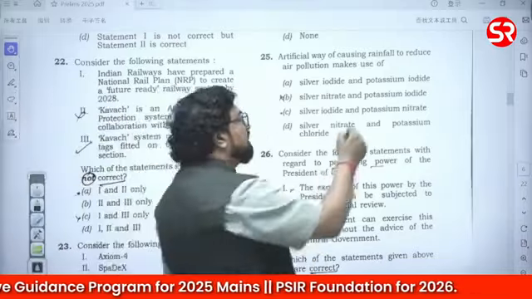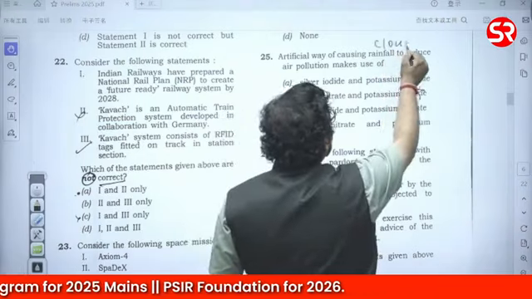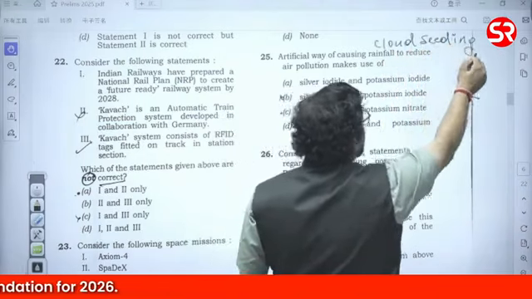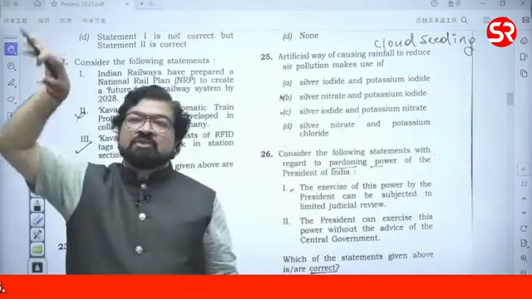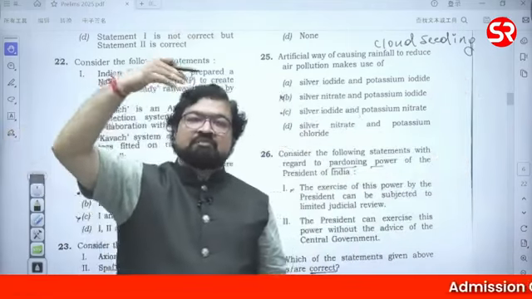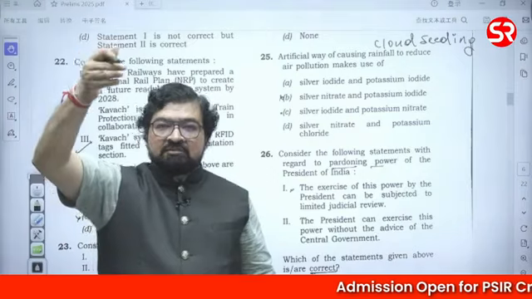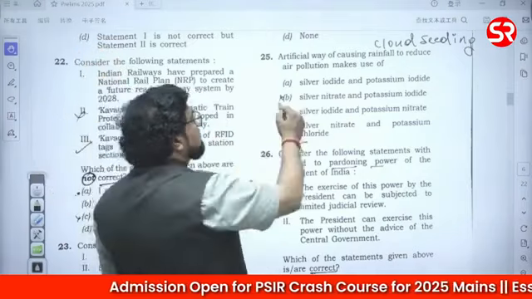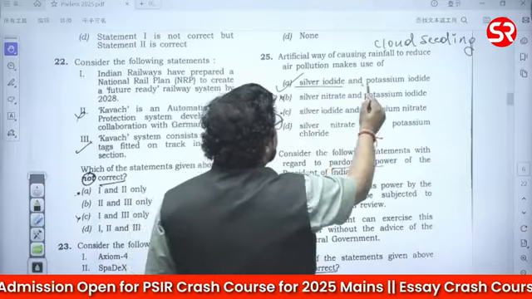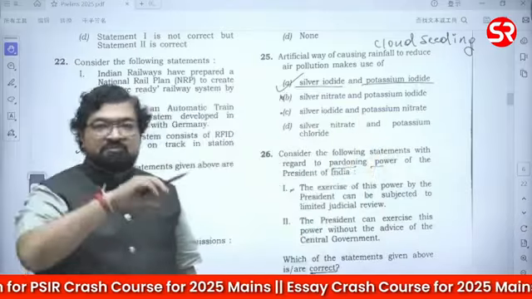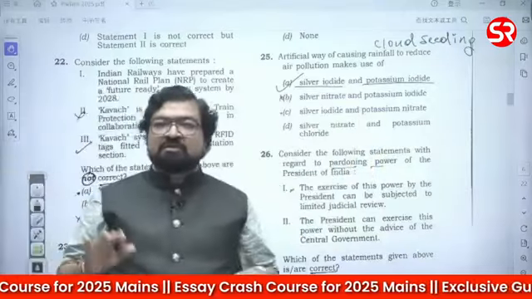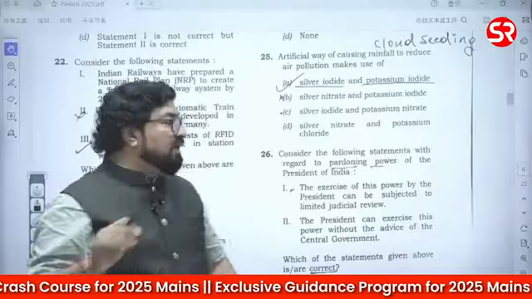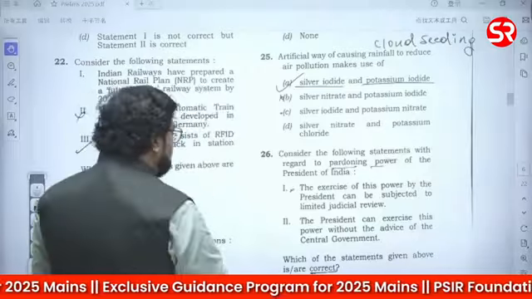A, cloud seeding. You know that cloud seeding experiment, making artificial rain so that the air pollution can be washed off. Particularly in the winter time, when the smog condition, and you know about the Delhi part of it, which can be done there. So the answer is A, silver iodide and potassium iodide, which is sprinkled to the cloud, which makes artificial rain, and that will dissolve all the pollutants in the air. So answer is A here. Very simple direct question here.